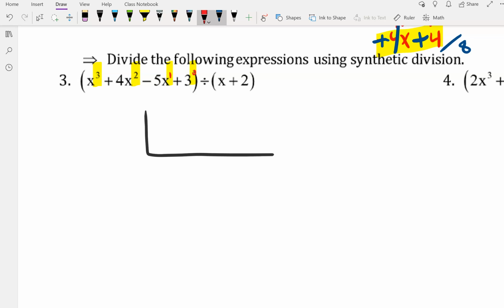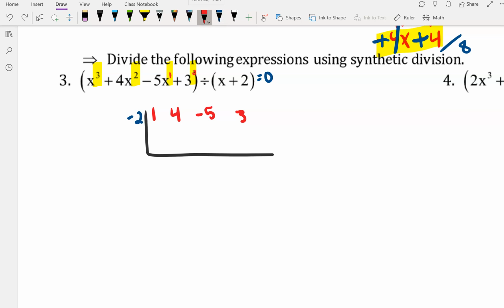And then we just write the leading coefficients, just like with synthetic substitution. 4, -5, 3. Then, to find the number that goes on the outside, we take the divisor and we set it equal to 0 and solve for x. So subtract 2 from both sides, x will equal -2. So it typically will be the opposite of this number. Well, it will be the opposite of that number if there's no leading coefficient. We'll talk a little more about that later.